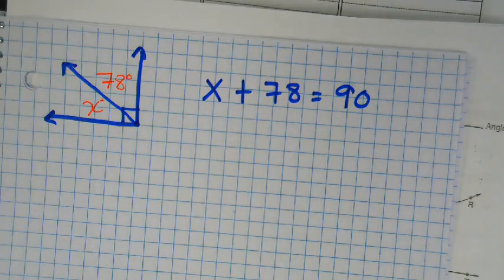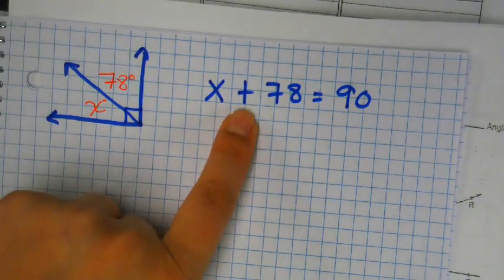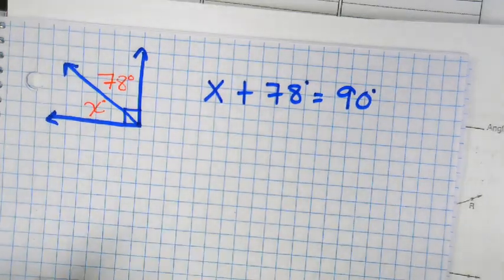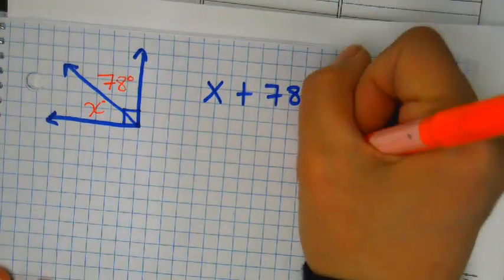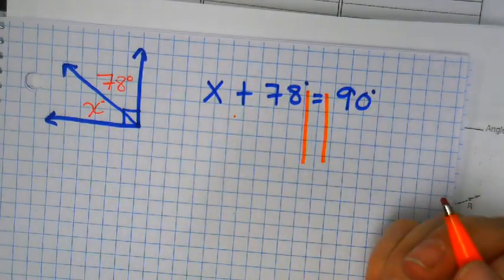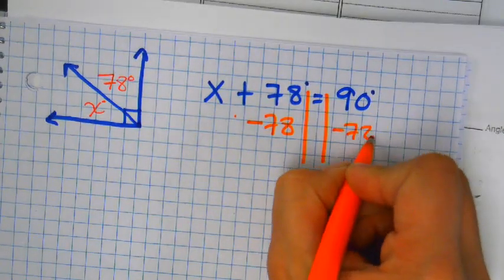X plus 78 equals 90 degrees. Okay? So you know that these two together, when you add them, equal 90 degrees. Cool. So we're going to practice drawing our bars. It says plus 78. So what are we going to do? Minus 78, minus 78.